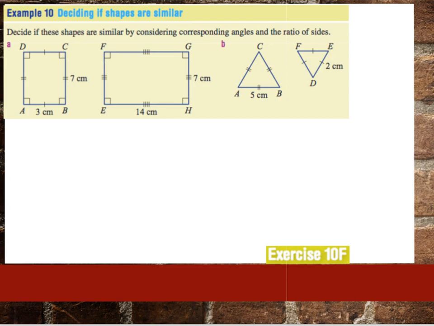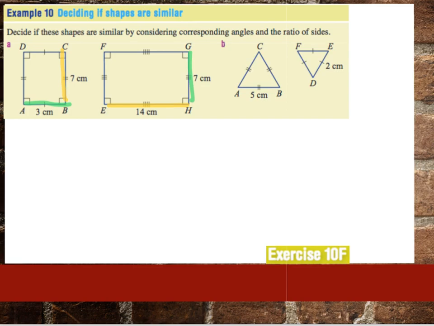Example 10. Decide if shapes are similar. Decide if these shapes are similar by considering corresponding angles and the ratio of sides. In part A, which is the two rectangles, I first have to identify which sides are corresponding. This is the long side and this is the short side. So this is my long side and this is my long side. This is my short side and that is my short side.